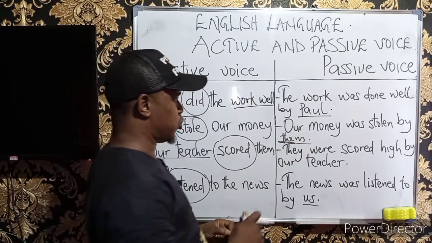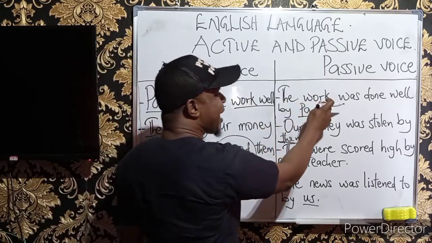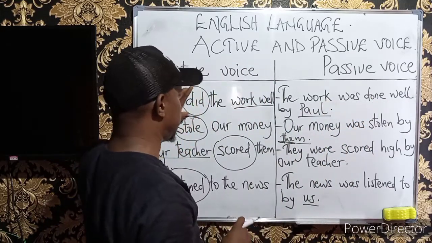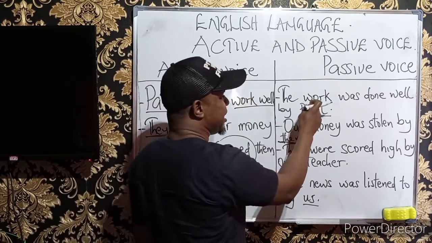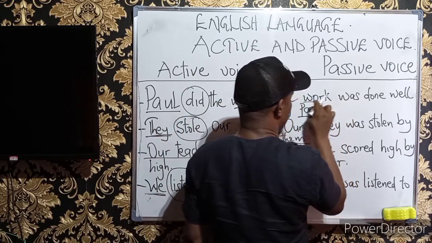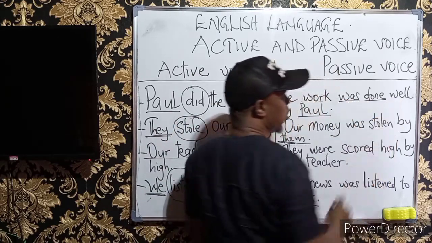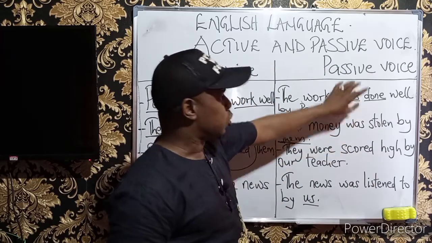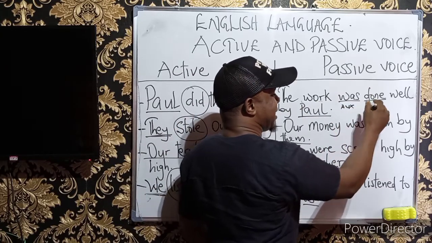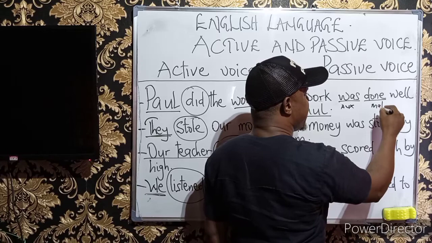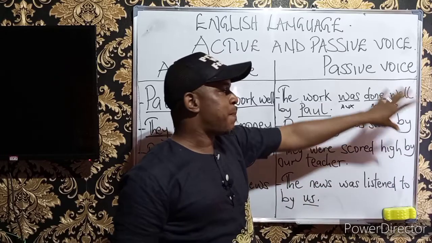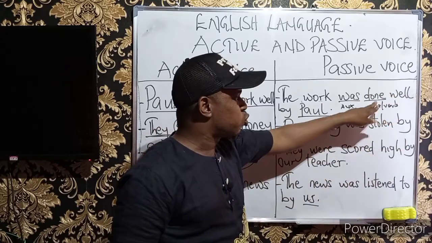We notice something also. The first one says, the work was done well by Paul. Now, here we have it as Paul did the work well. And here it is, the work was done well. Now, we notice that we have a verb here, was done. We now discover that we have two verbs existing, and the first one will be an auxiliary, while the second one will be the main verb. And the main verb will actually be in the past participle. And that's what we've seen here.